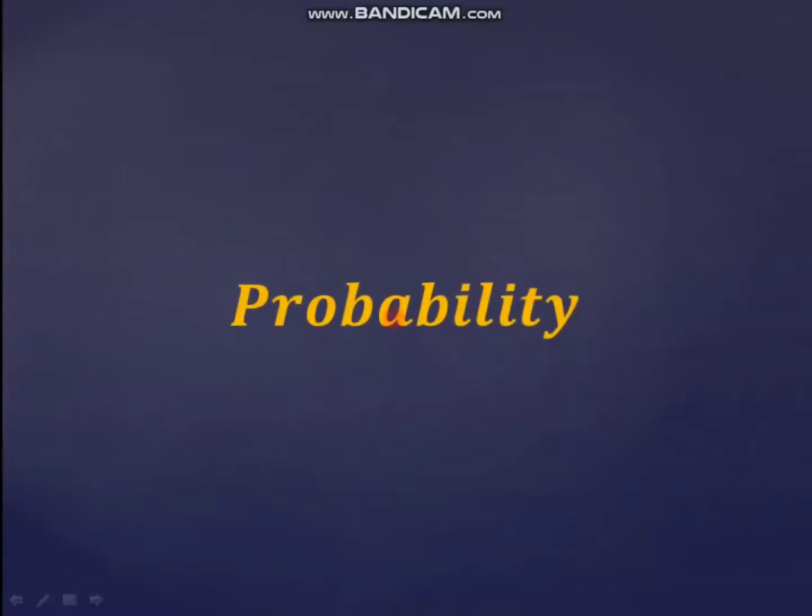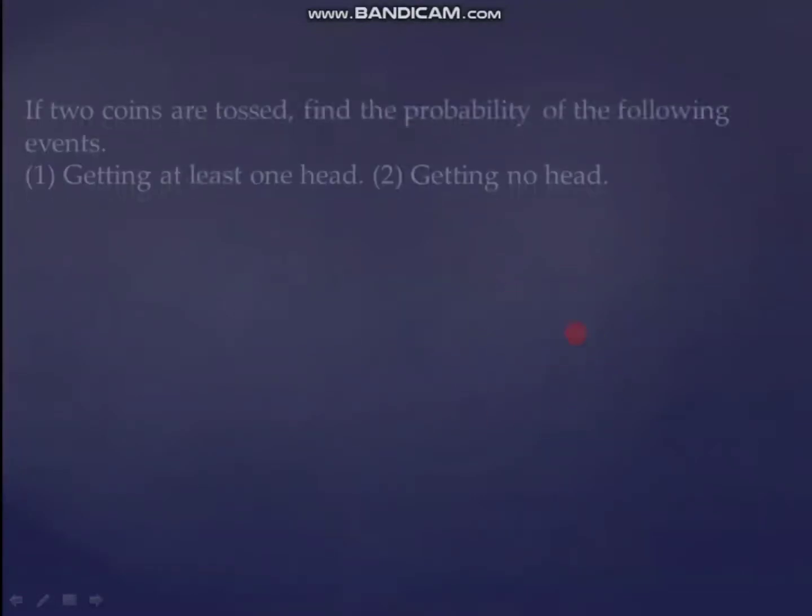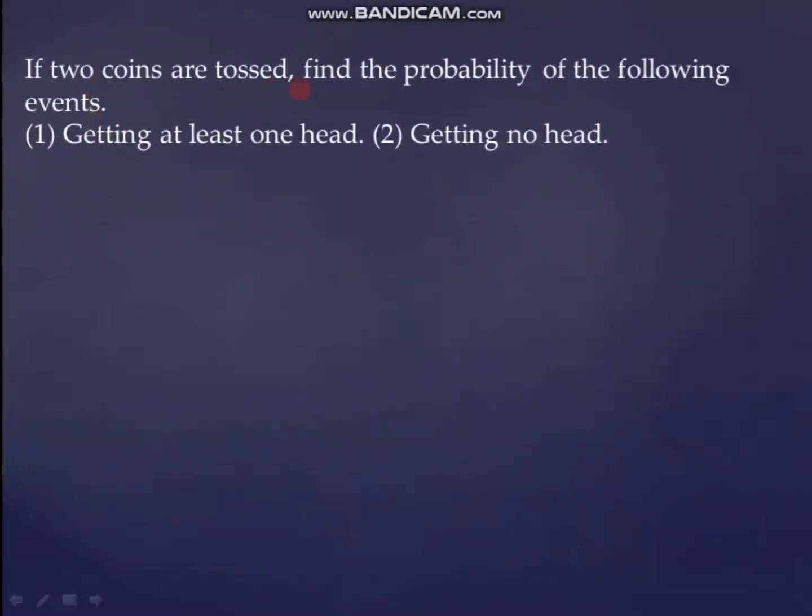Hello students, let us solve some problems from practice set 5.4 from the topic probability, class 10th. First problem is, if two coins are tossed, find the probability of the following events. First event is getting at least one head. Second event is getting no head.